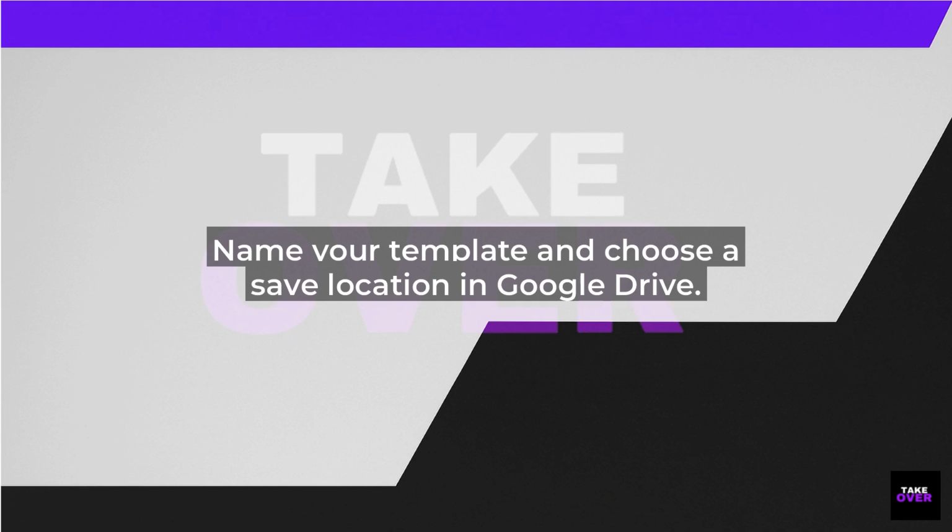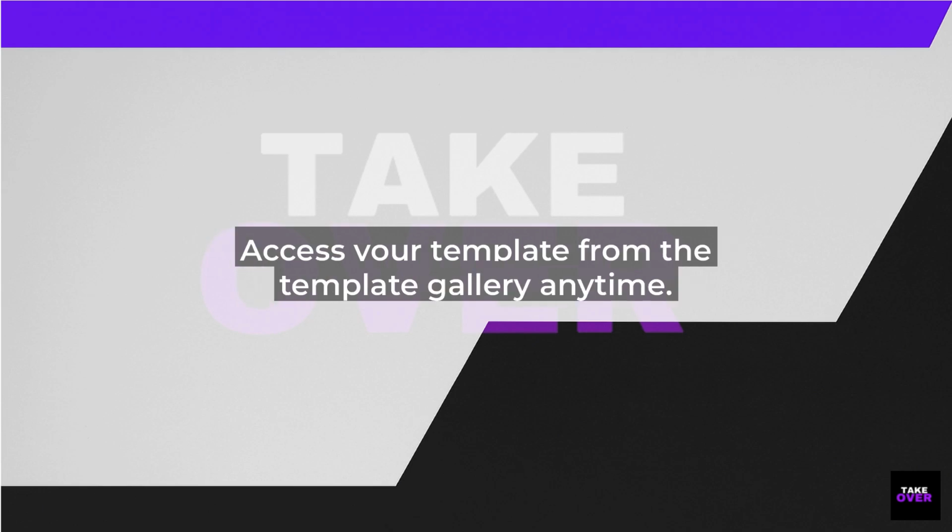Give your template a name that describes it, like Weekly Report Template, and choose where to save it, maybe in your Google Drive or as a shared team resource. Once saved, you can access your template anytime by going to the template gallery in Google Docs. Just click on it to create a copy, and you're good to go.